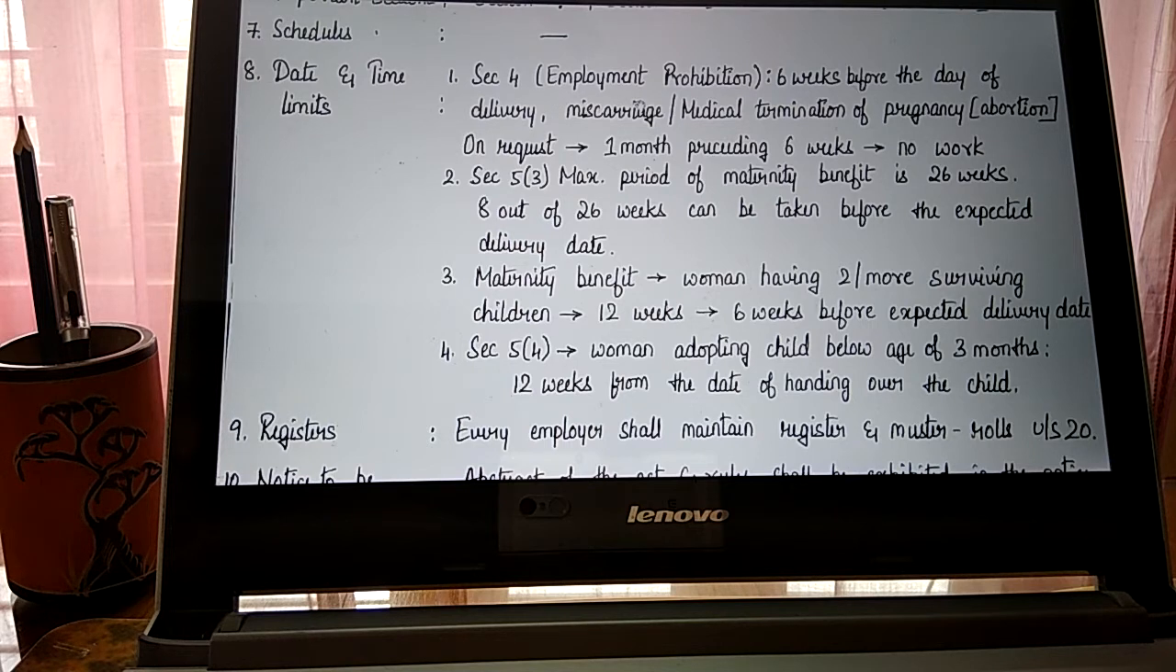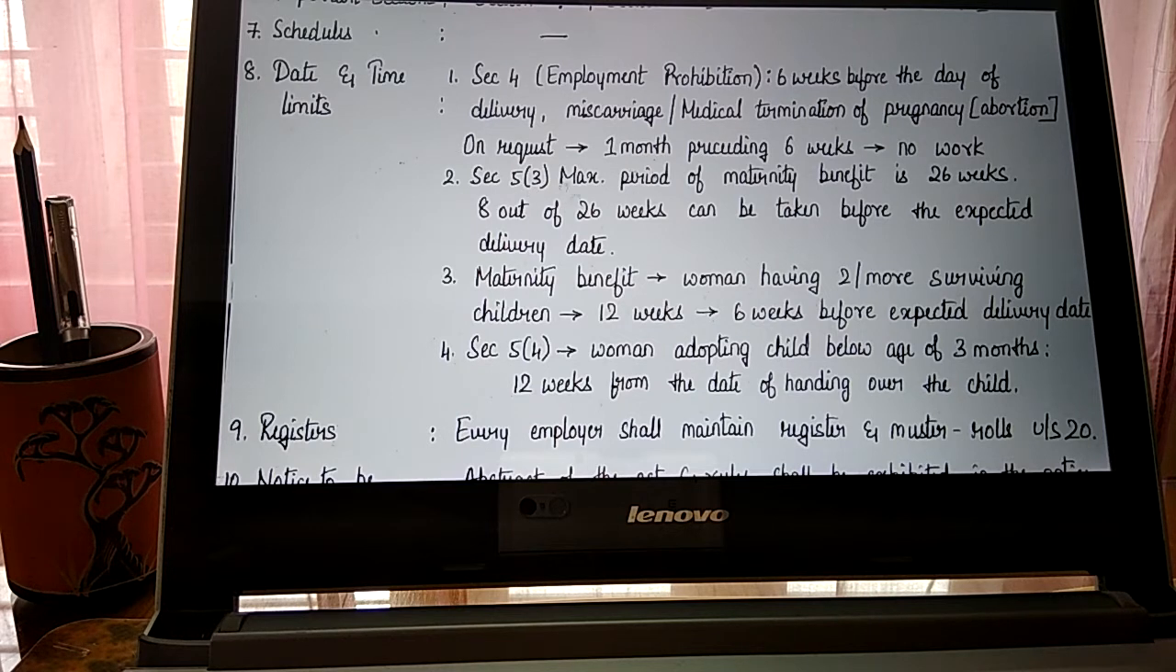So section 4, which talks about employment prohibition, says that 6 weeks before the day of the delivery, miscarriage or medical termination of pregnancy, that is abortion, they can take the employment prohibition. That is, they are not supposed to work in these 6 weeks. And further, on request, for 1 month preceding these 6 weeks, they can request that they not be given any work which is going to be tiresome or very difficult for the woman employed.